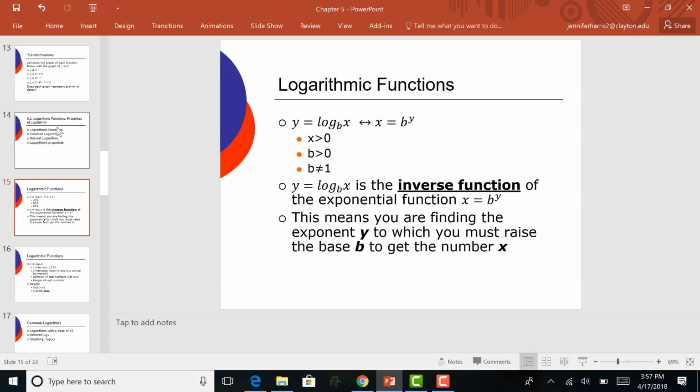Okay? This is what that slide says. Does it make better sense the way I wrote it? You just turned an exponential equation into a log equation.